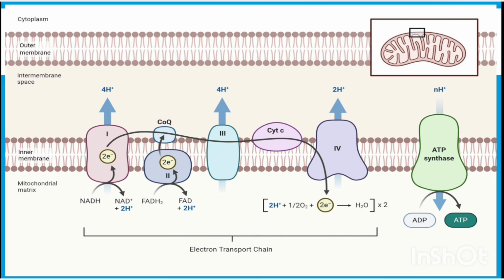And there are 2 mobile carriers, one is CoQ and the second is cytochrome C. The electron flows from complex 1 to complex 4, and finally the ATP synthesis takes place at the end of the reaction. The electron carriers are accomplished by transfer of electrons from a donor to an acceptor. Such oxidation reduction reactions which occur simultaneously are called redox reactions.